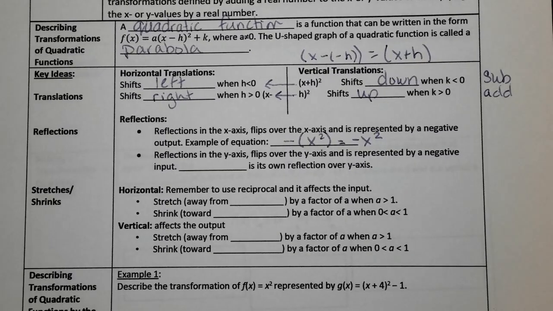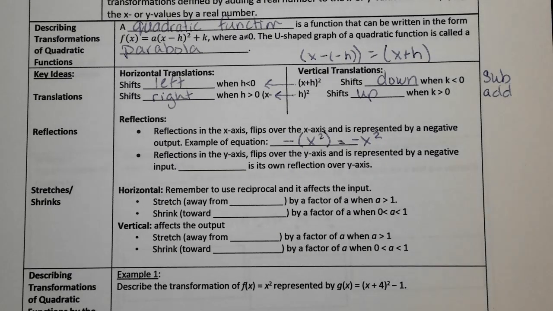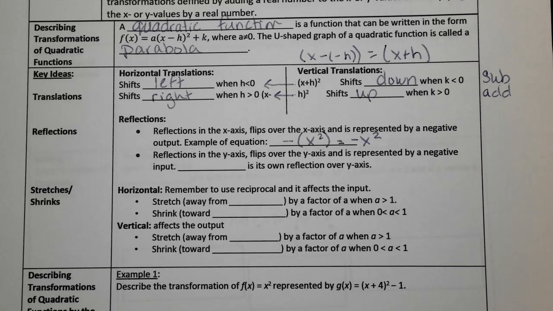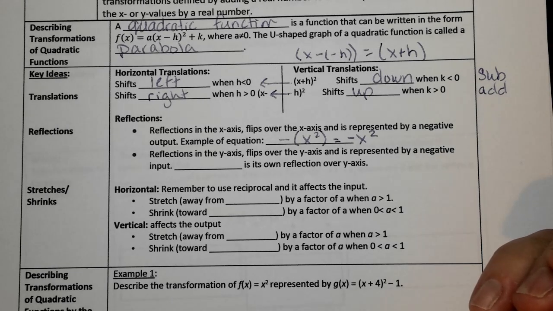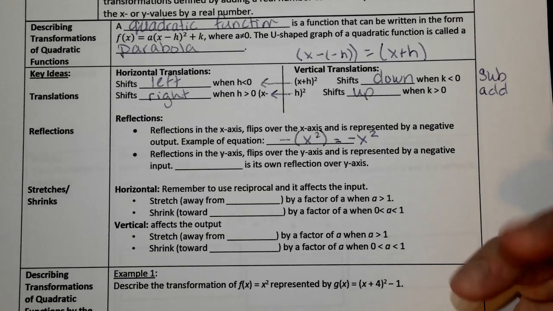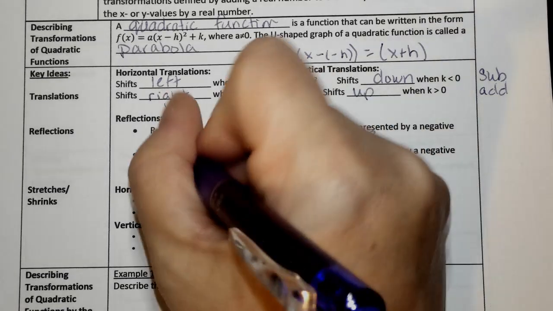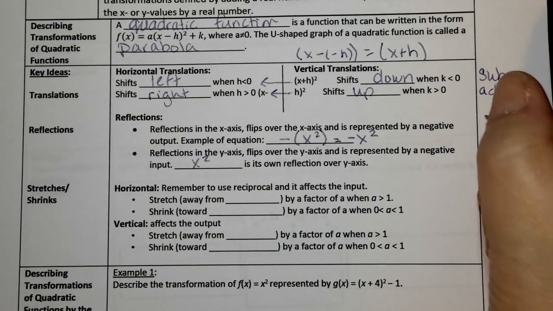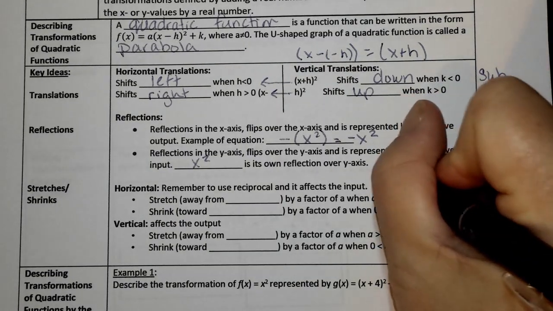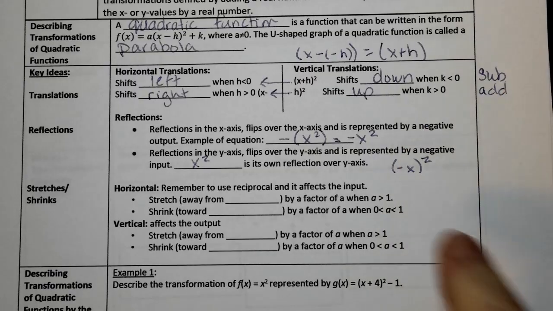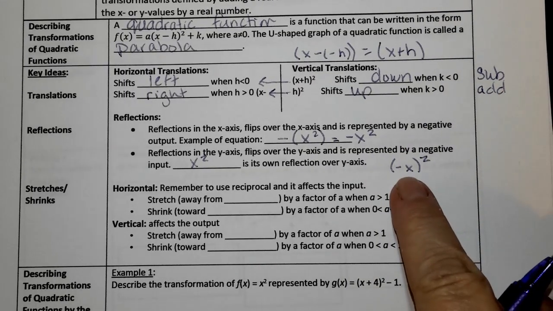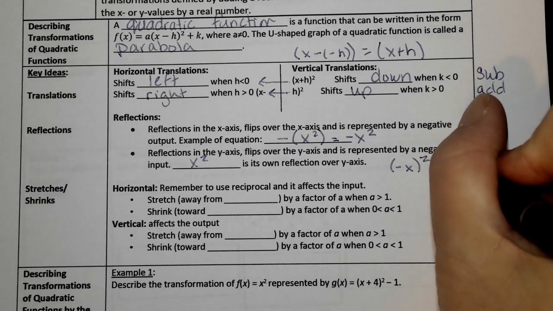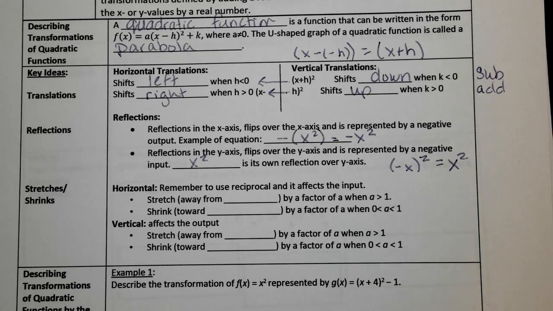All right, reflections in the y-axis flips over the y-axis and is represented by a negative input. X squared is its own reflection over the y-axis. So I'm going to put y right here. All right, so if we have a negative x and we square it, so this would be reflecting it over the y. Well, what is a negative times a negative? A positive. So those two are equivalent.